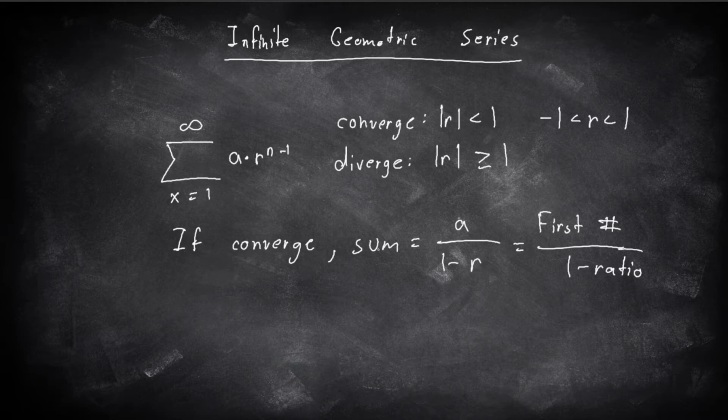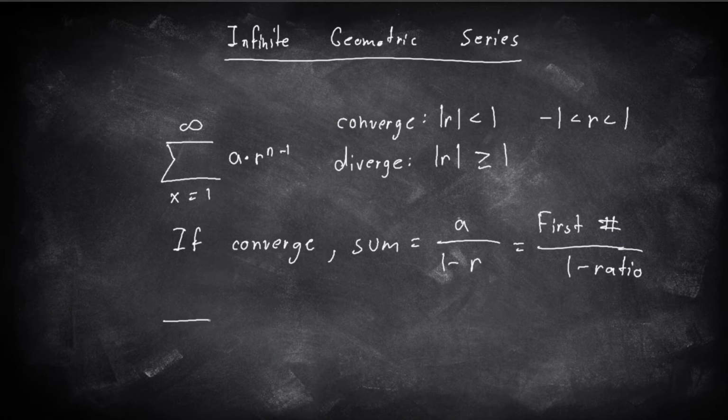So to think about this, just plug in x equals 1 here. R to the power of 1 minus 1, so 1 minus 1 is 0. R to the power of 0 is 1, and 1 times a is a, which is why that's the first term. So the first number divided by 1 minus the ratio. And that's usually how I like to remember it.